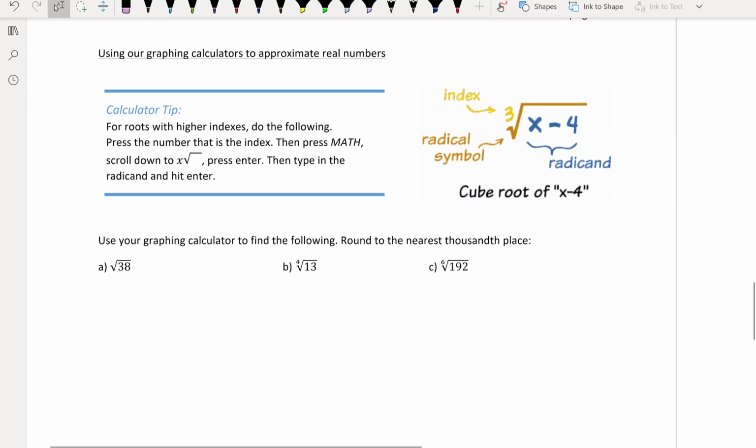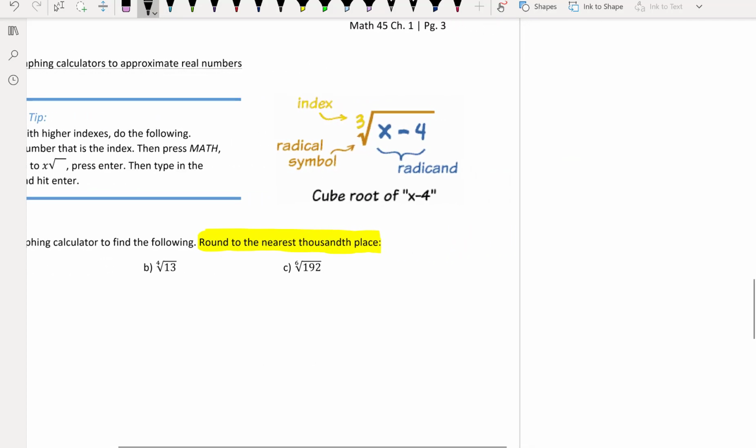Alright, well, the next thing we're going to be doing is using our calculator to help us find some values. So here it says, use your graphing calculator to find the following. Round to the nearest thousandths place. So that's the most important sentence here. You might be thinking, oh man, how do I round? I kind of forgot. Well, I can write my notes over here to the side.